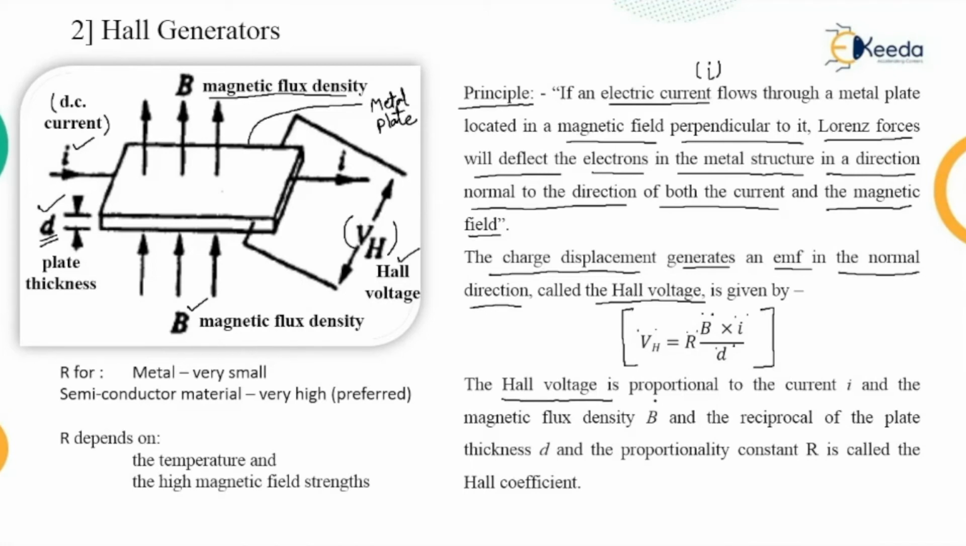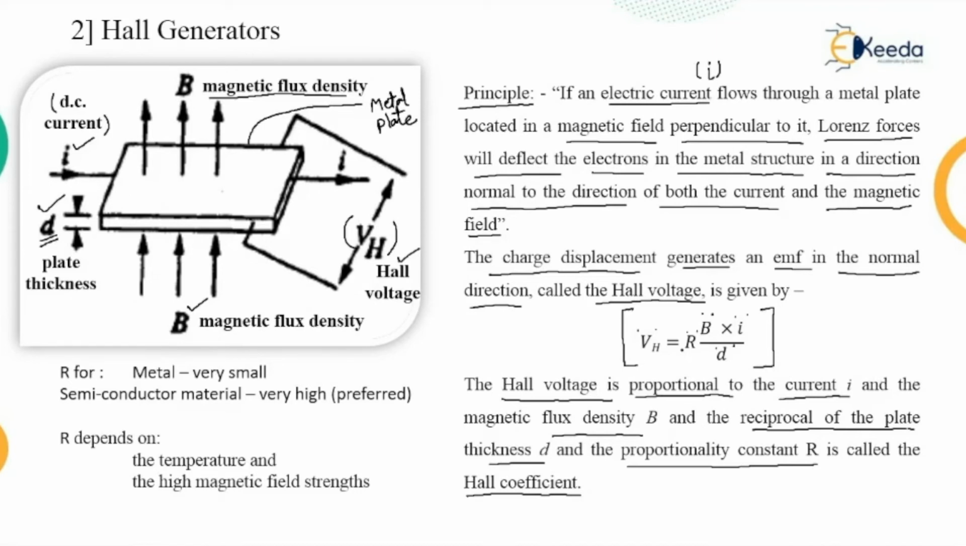That is, Hall voltage is proportional to the current I and flux density, and it is reciprocal to the plate thickness D. This proportionality constant R is referred to as the Hall coefficient. So this is the equation which is generally preferred, and that decides the value of the current measurement. Whatever DC current is to be measured passes through this metal plate, so that in terms of Hall voltage it can be measured.